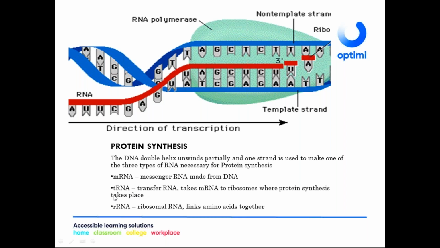Then tRNA will take the mRNA to the ribosomes. Remember from grade 10, we learned that ribosomes are responsible for protein synthesis. The tRNA, also called transfer RNA, will take the messenger RNA to the ribosomes. It is called the messenger RNA because it's got genetic information from the DNA, so it's a messenger. The transfer RNA is transporting it to the site where protein is going to be manufactured. Then the rRNA, the ribosomal RNA, will help in linking the amino acids together to form proteins.